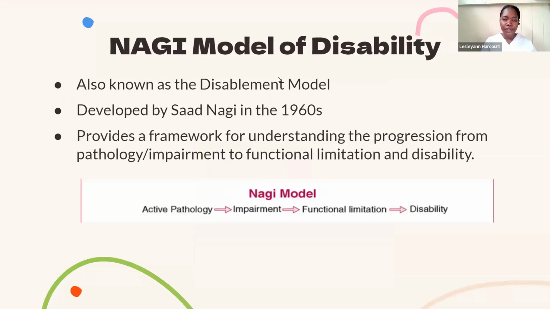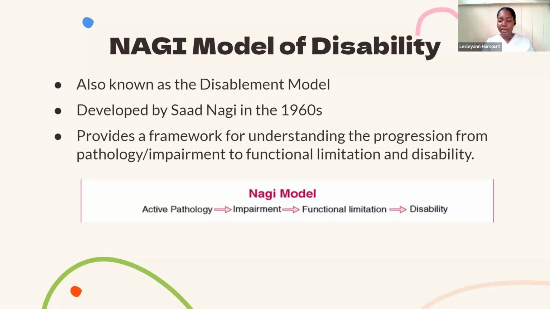Good morning. So moving on to the Nagi model of disability, which is also known as the disablement model. It was developed by Nagi in the 1960s, and it provides a framework for understanding the progression from pathology or impairment to functional limitation and disability. So these are the components of the model: active pathology or impairment, functional limitation, and disability.